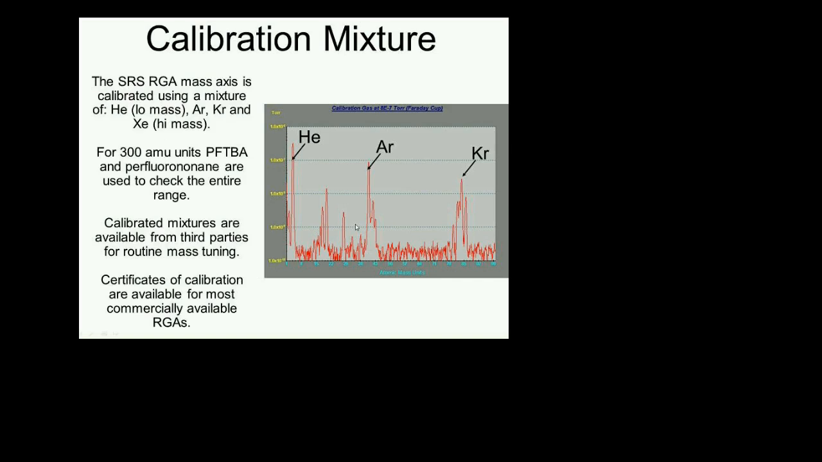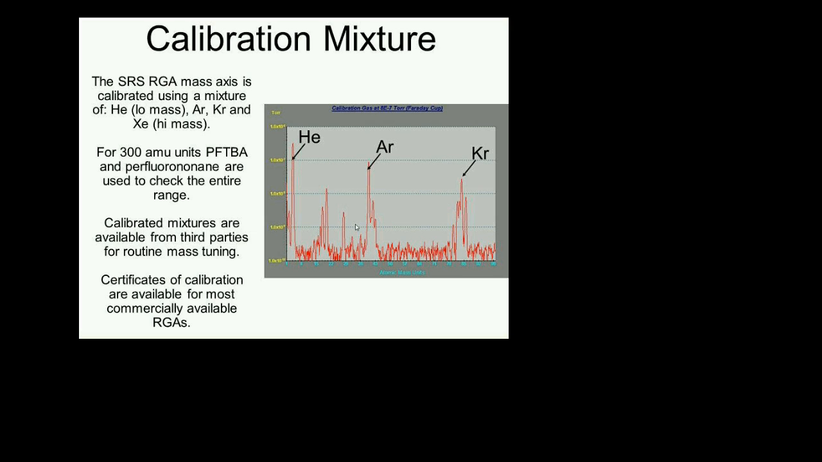Okay? So one last comment I'm going to make on sensitivity, on calibration and tuning, is a lot of people ask me, how do I make sure that every day my RGA is operating properly? How do I make sure that the sensitivity is right? How do I make sure that the mass axis is set right? How do I make sure that I'm today where I was yesterday and that I believe what I'm seeing? And this is my recommendation.